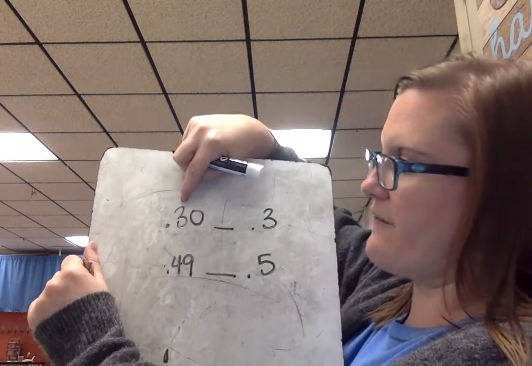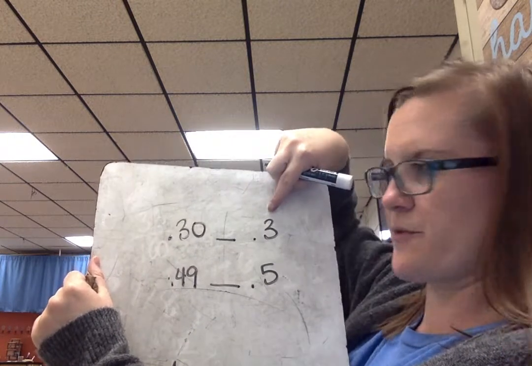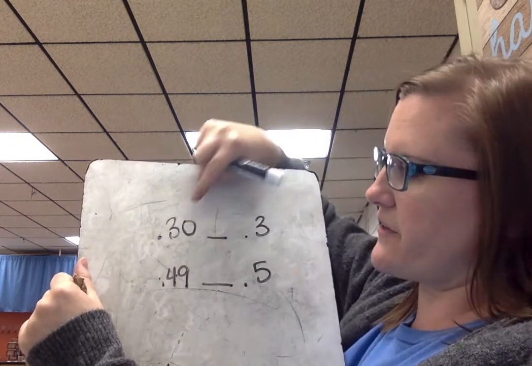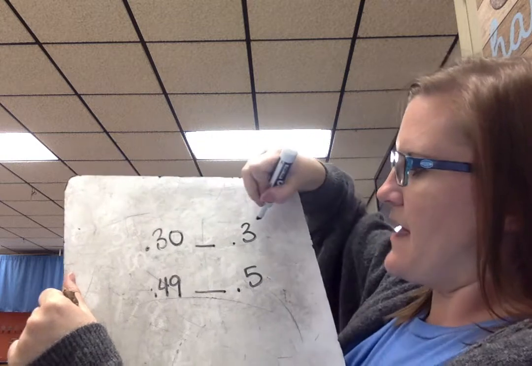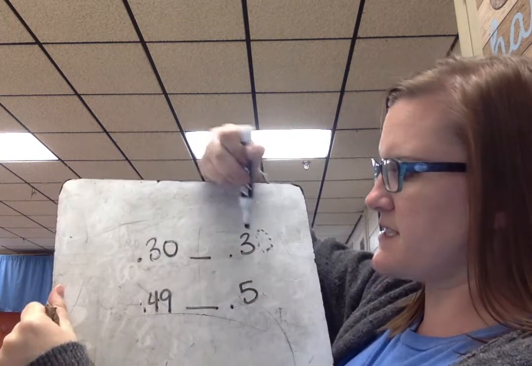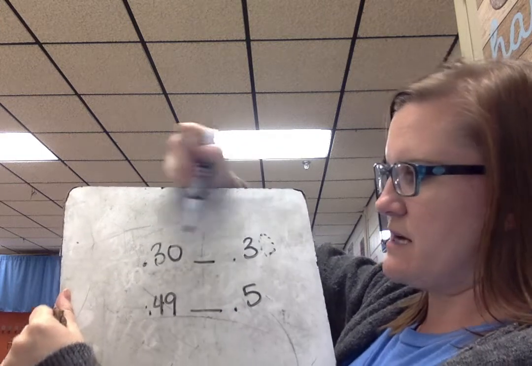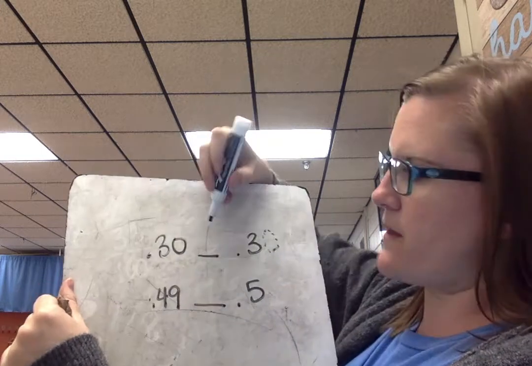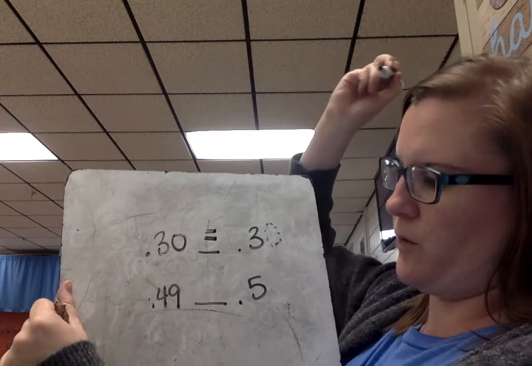Okay, so we have 30 hundredths compared to 3 tenths. Now, see there's a 0 here in the hundredths place. It's basically there's a 0 here too in this hundredths place, because this is like saying 3 dimes, and this is like saying 3 dimes. So I know that these two would be equal.